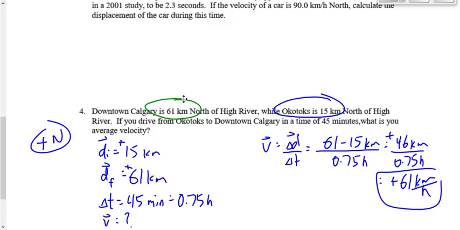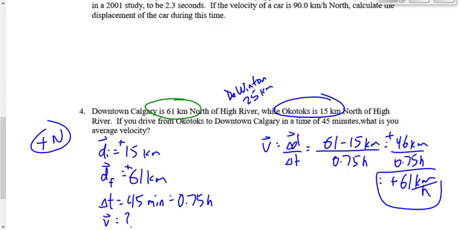Now, let me change this question around just a tiny little bit. Let's say we said Okotoks is 15 kilometers north of High River. De Winton is 25 kilometers north of High River. And Calgary is 61 kilometers north of High River. Everything else is the same. But we add De Winton in there. Same amount of time. We're driving from Okotoks to Calgary, but we're going past De Winton. How does that change the way I solve this question?